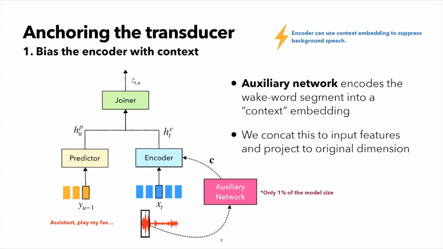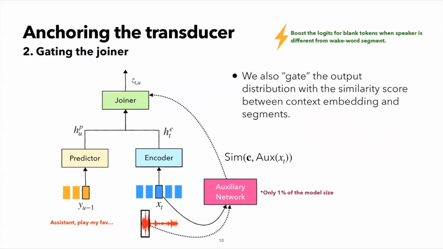We use two methods to perform anchored speech recognition with transducers. We add a tiny auxiliary network which consumes the wake word segment and generates a context embedding. This network is barely 1% of the original model size, and so the increase in total footprint is negligible. We use this context embedding as additional input to the encoder, with the hope that it learns to suppress background speech in its output representation. We also compute per frame similarity scores between the wake word segment and the mixed speech by computing embeddings for both. We use these scores to gate the distribution predicted by the joiner. The idea is that if the current speaker is different from the main speaker, the similarity score is low and we boost the prediction of the blank token.